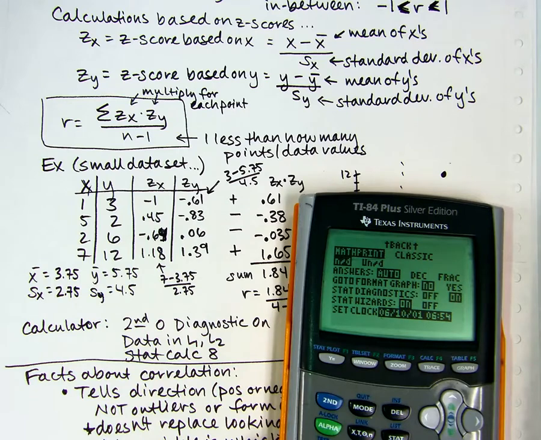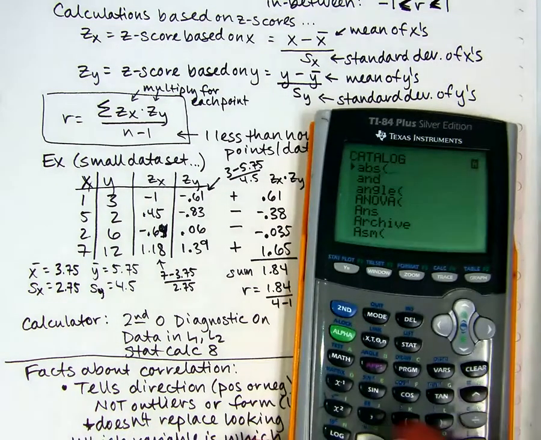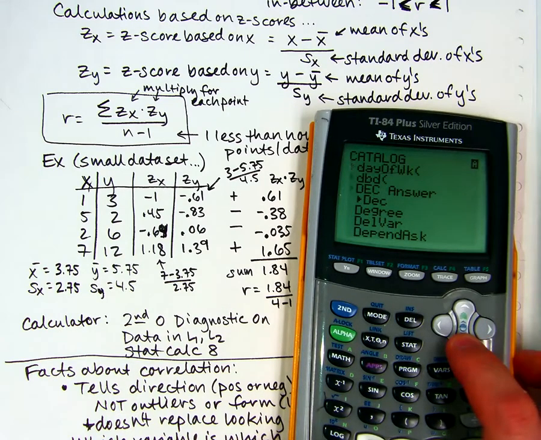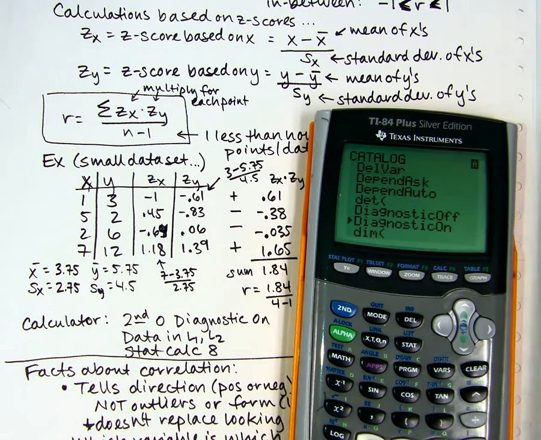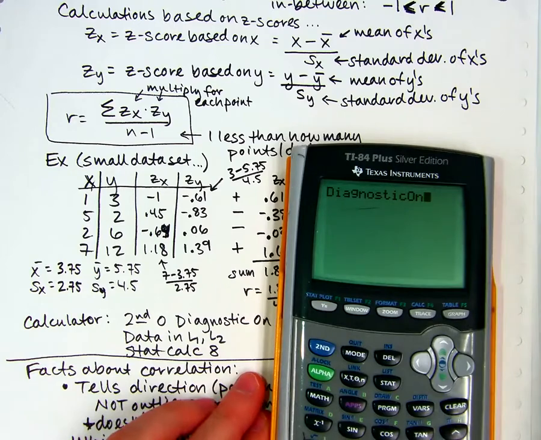If you have an older calculator that doesn't have this many things on the mode screen, you can go second 0 and then jump to the D's. So the D button is right here under the math button, and then scroll down until you get to diagnostic on. You want to turn on diagnostics and leave them on for the rest of this class, or the rest of this year, basically. Diagnostic on.